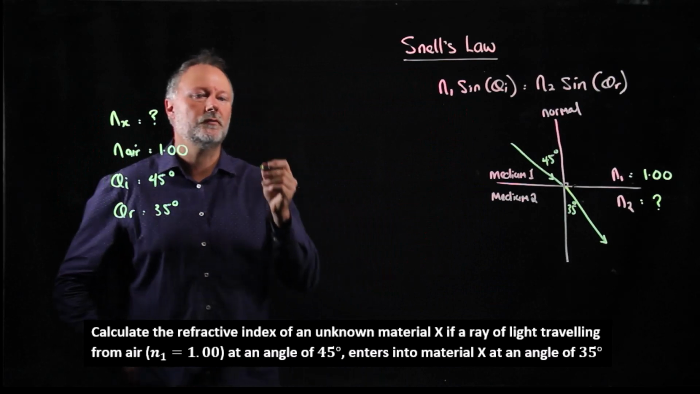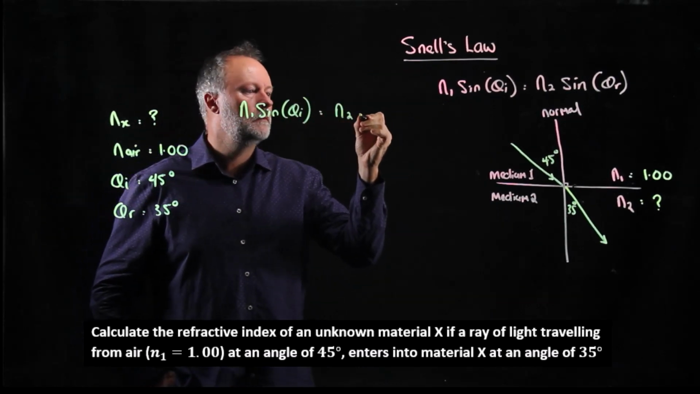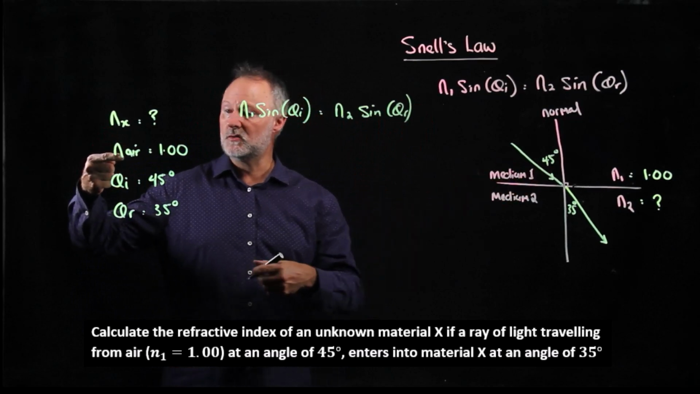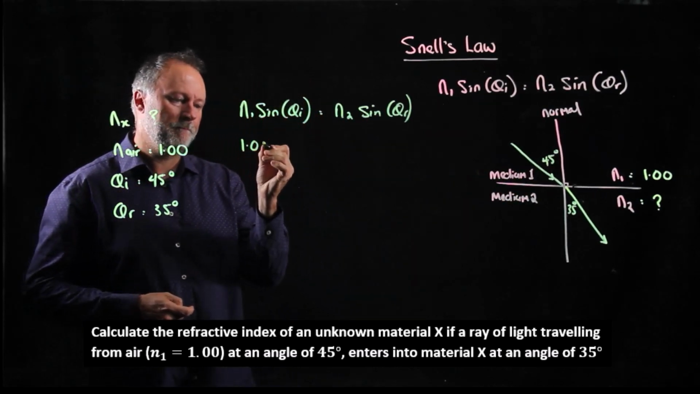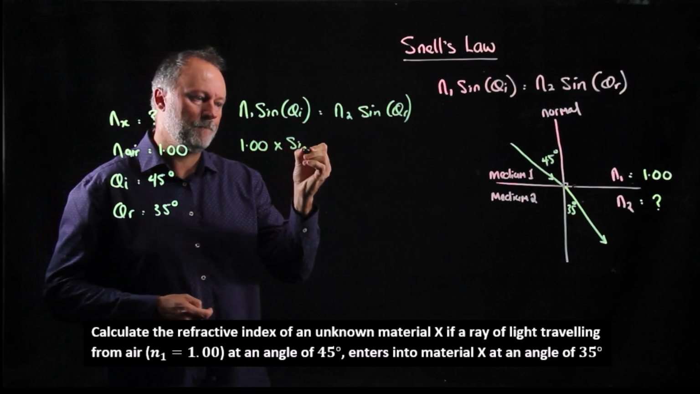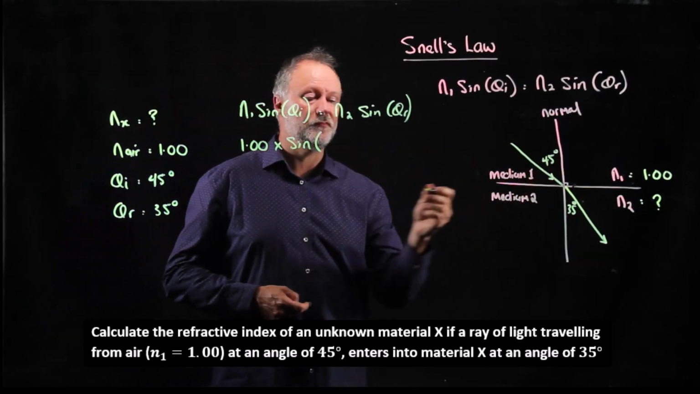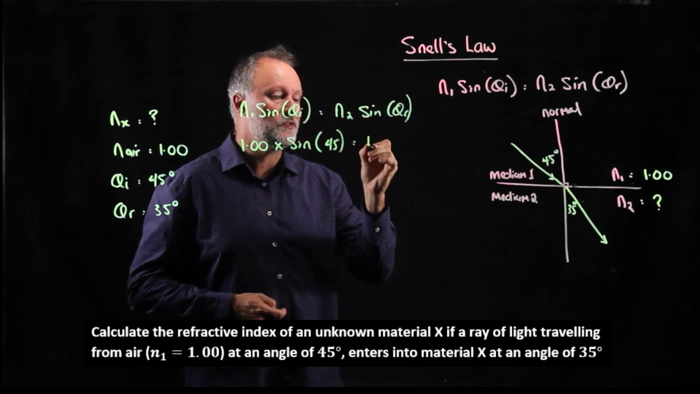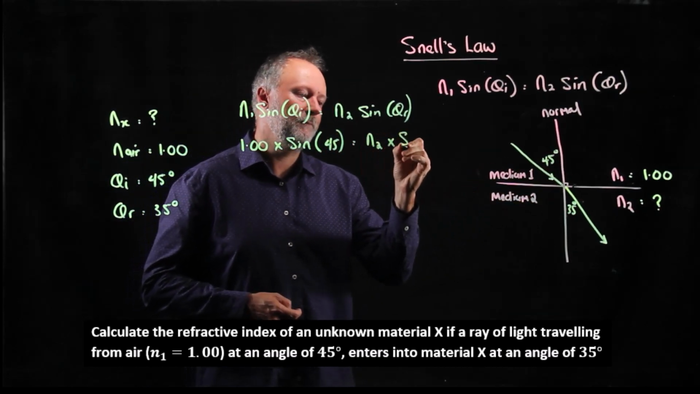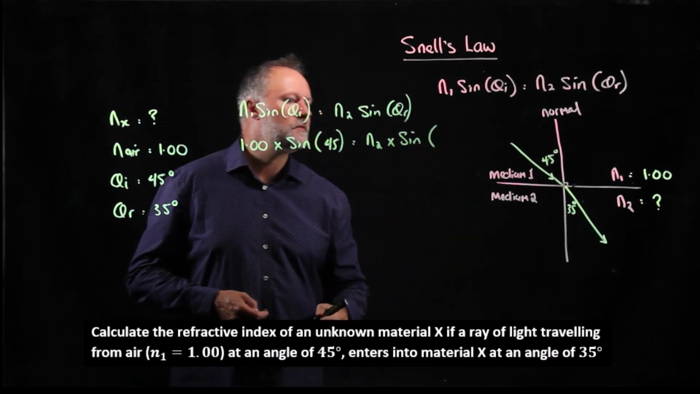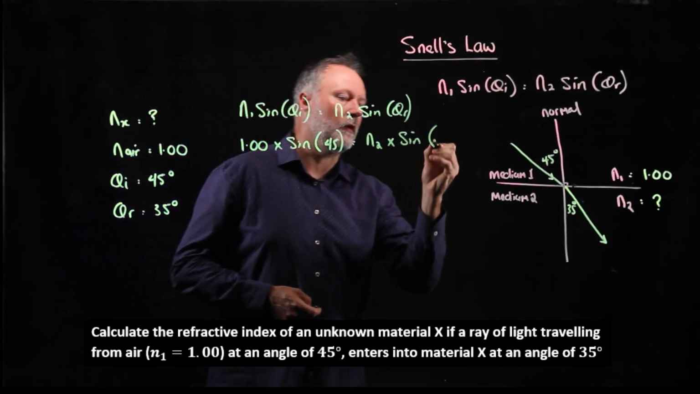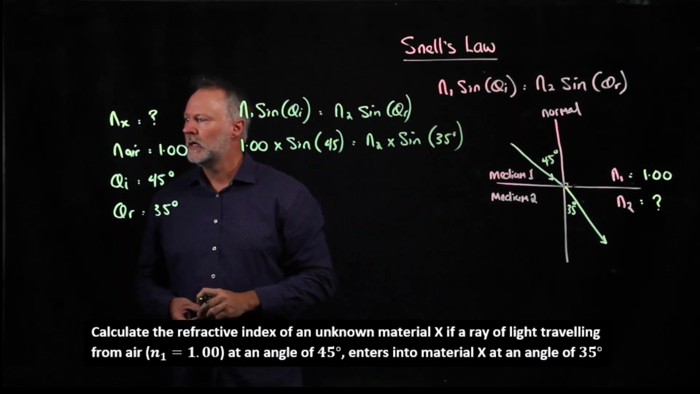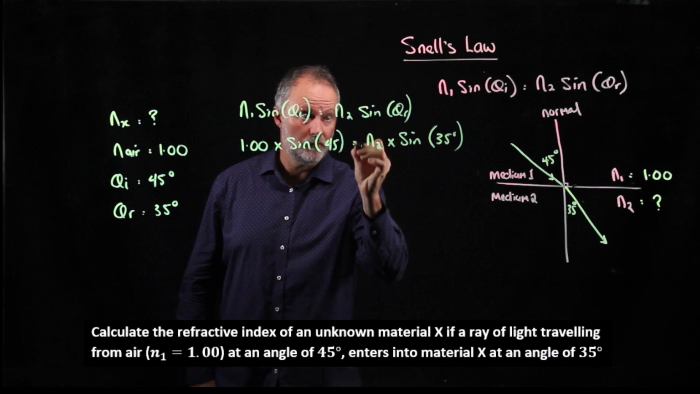Let's use Snell's law again. Let's sub some values in. N1, our first refractive index, or our first material, was air. And the angle of incidence is 45. And that's going to be equal to N2, which is our unknown quantity, times our angle of refraction, which is the 35. Beautiful. Okay, so from here, we're after N2, that's what we're after.